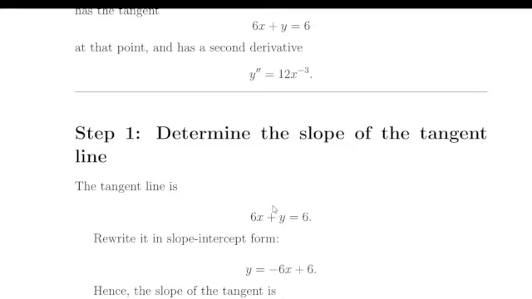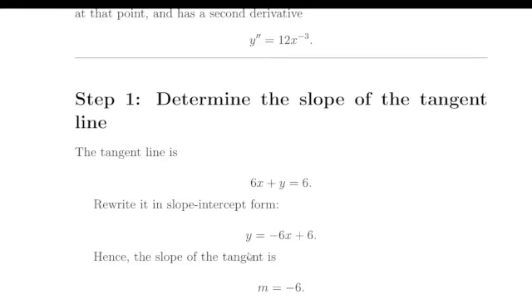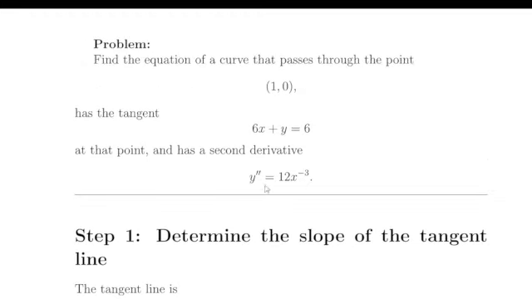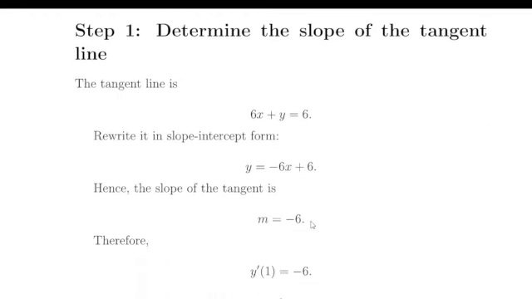So we're given the tangent line is 6x + y = 6. We can write this in the slope-intercept form, which is y = -6x + 6. And so the slope is -6, which means the derivative at the x value, which is 1, is equal to -6.